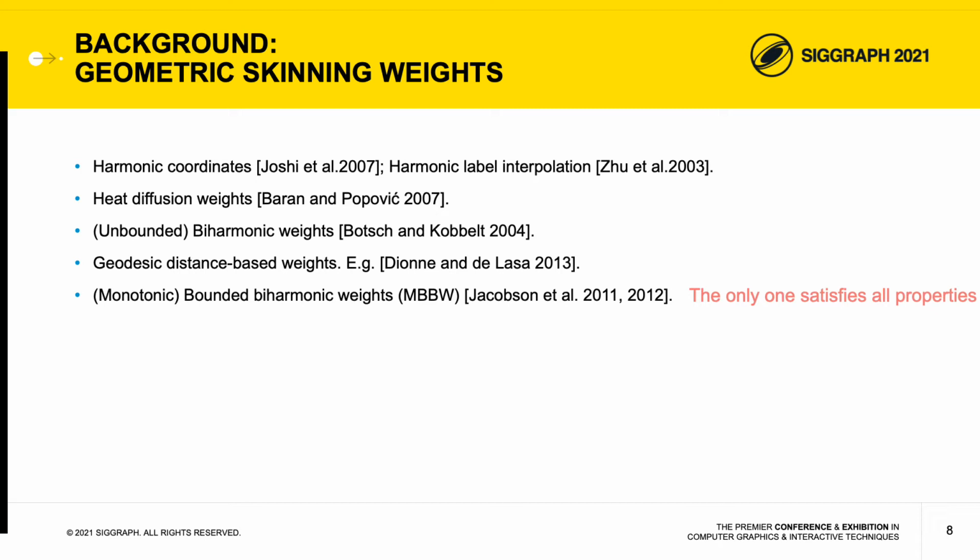Here is a list of some relevant methods to compute skinning weights. While bounded biharmonic weights is the only method that satisfies all the desired properties we mentioned, it's much slower than some other methods in the list. Some of them only require solving a linear system, which is much faster. Next, we will talk about our method that can make it fast.